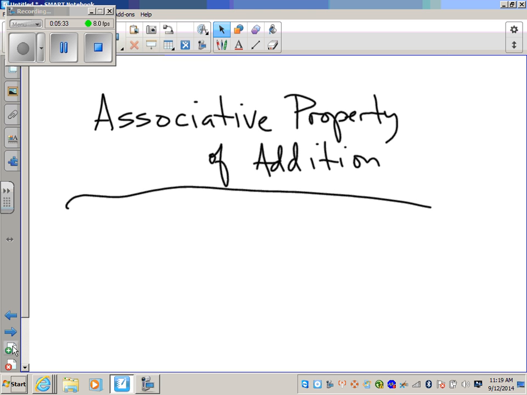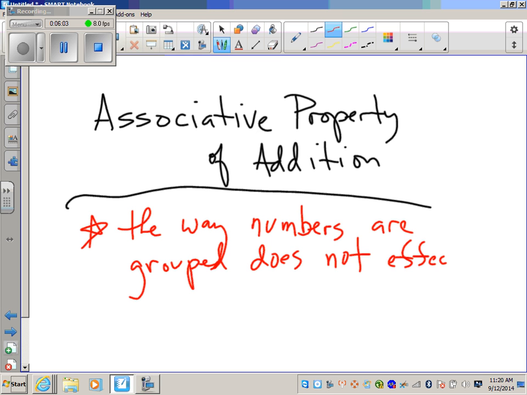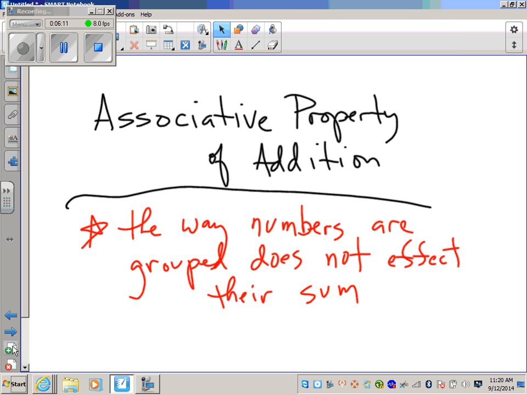Okay, the associative property. The associative property tells us the way numbers are grouped does not affect their sum. The way numbers are grouped does not affect their sum.